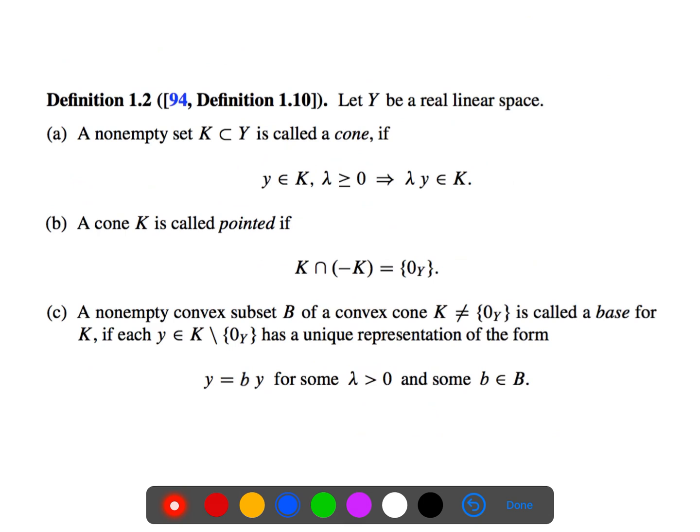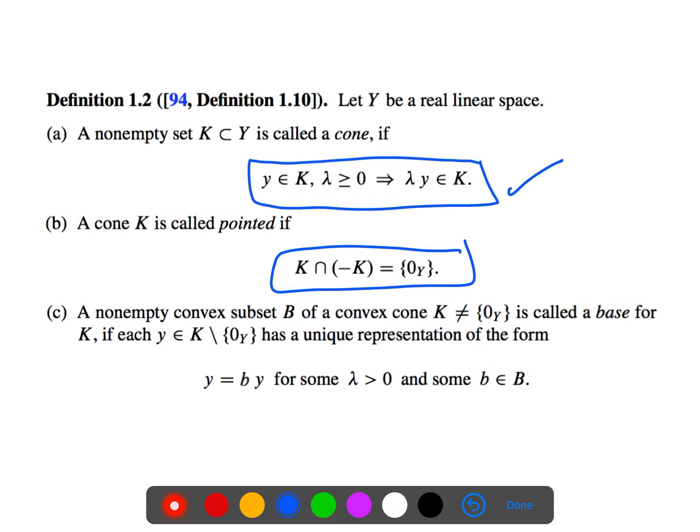K is called pointed if the intersection of K with minus K is 0. And this is the definition of the cone, but it cannot be convex, it can be convex, so we don't know.